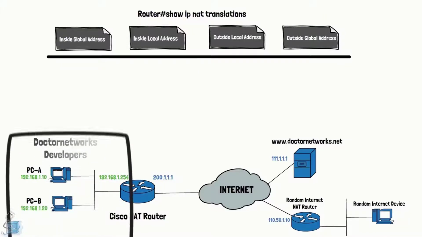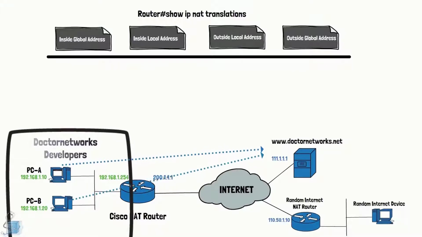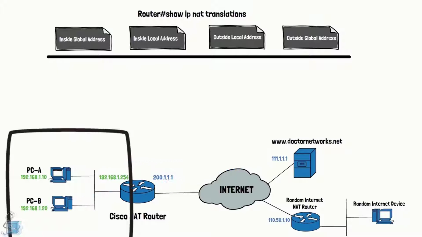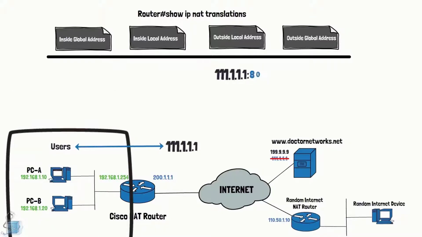The developers of Dr. Networks Corporation were accessing the website drnetworks.net by the IP of 111.1.1.1 up until now. Now, for some reasons, the IP of the server was temporarily changed to, let's say, 199.9.9.9. Now, instead of letting the internal users know the new IP address or changing the local DNS records for a short time, we can leverage the Destination NAT here, such that the users will still believe they're connecting to 111.1.1.1 with their perspective. But in reality, the destination IP will be changed from 111.1.1.1 to 199.9.9.9.